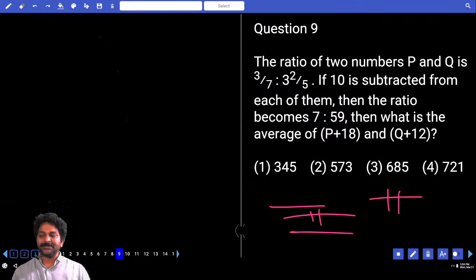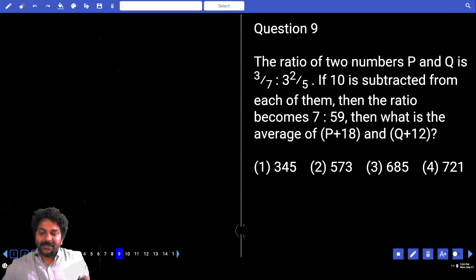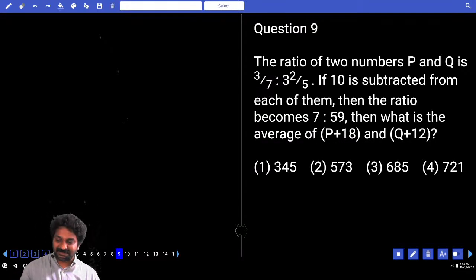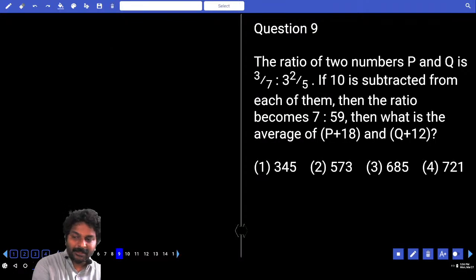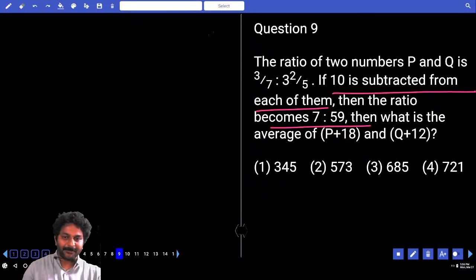The ratio of two numbers P and Q is 3/7 and 3/5. If 10 is subtracted from each of them, then the ratio becomes 7:59. Then what is the average of P plus 18 and Q plus 12? The ratio between P and Q is mentioned as 3/7 and 3/5, so can I write it as 15:119?